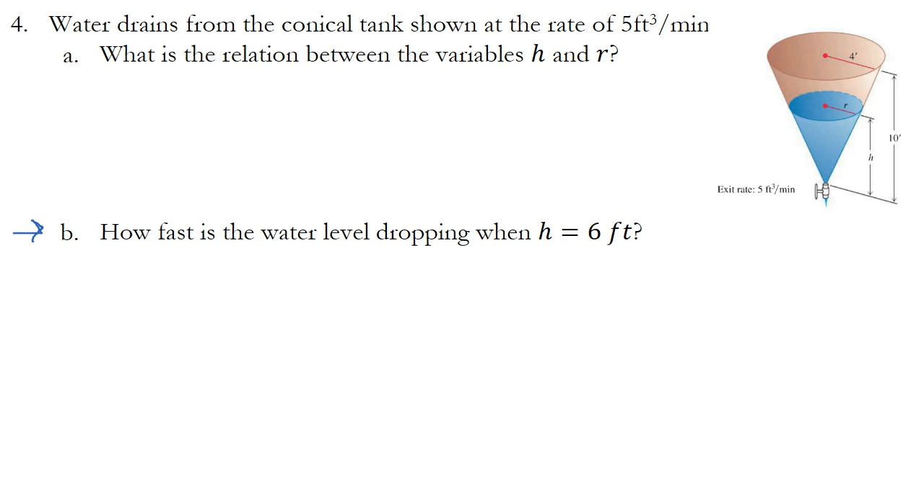The first thing we're asked to do here is find the relationship between h and r, the height and the radius of the water inside this cone. And that's really helpful to answer questions like part B. We need to find the rate of change of the radius or the height.